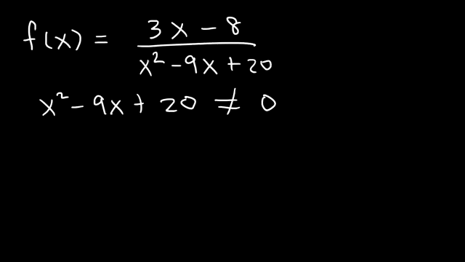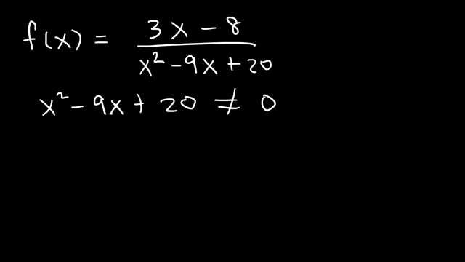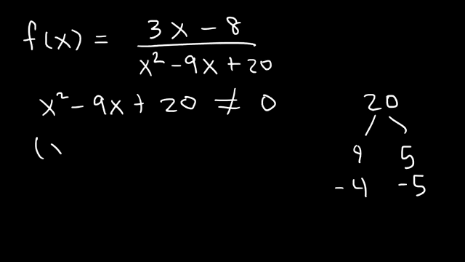So how can we find the x values that will produce a 0 in the denominator? What we need to do is we need to factor this trinomial. So what you want to do is you want to find two numbers that multiply to 20 but add to the middle coefficient negative 9. So we know that 4 times 5 is 20, but they add up to 9, so we have to use negative 4 and negative 5, which still multiplies to a positive 20 but add up to negative 9. So therefore x minus 4 times x minus 5 cannot equal 0.